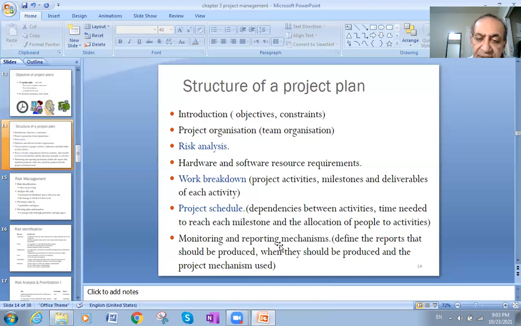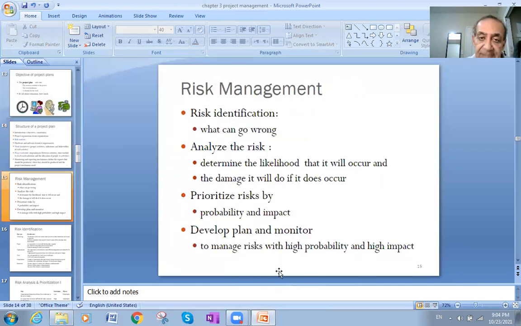Monitoring and reporting mechanisms. What are the formats of the reports, how do they look? Define the reports that should be produced because each stage of the project needs different kinds of reports and different kinds of documentation and documentary process. When they should be produced and the mechanism used in it.